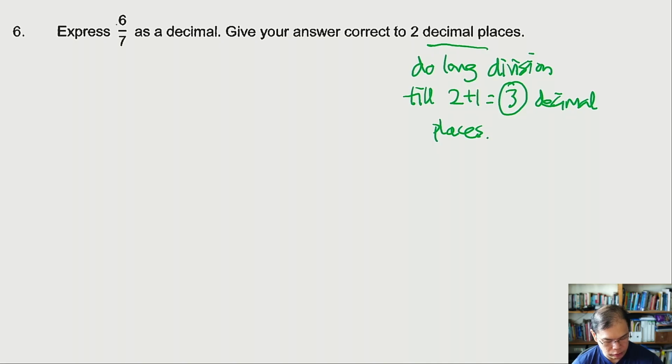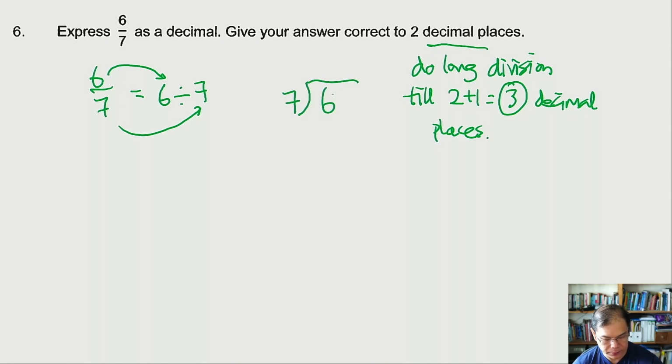So recall, how do I rewrite a fraction 6 out of 7 into a division sentence? Okay, so it's 6 divided by 7. Right, the numerator is the thing that you want to divide. Number 7 is what you want to divide into, right? So 6 divided by 7, let's do long division. 6 divided by 7. So 6 is less than 7, definitely, right? So 0.